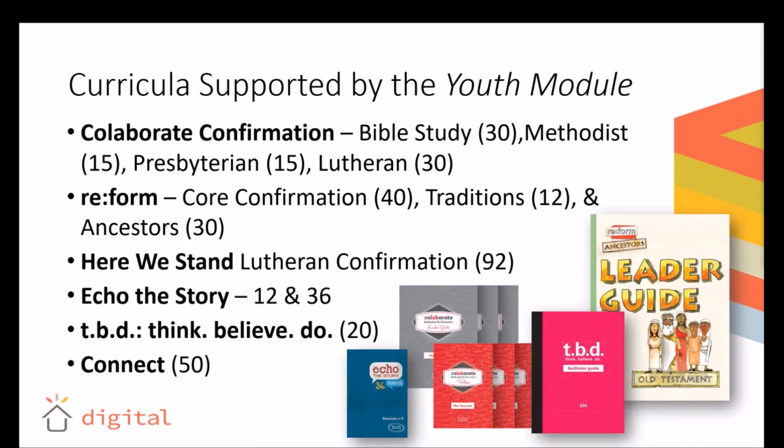When you get into the youth module, you get into Collaborate. Collaborate also has versions for Methodist churches and Presbyterian churches. There's the overall Collaborate Bible study that any of our denominations can use, and then there are sections that slant into confirmation. Reform has core confirmation, 40 sessions. There's Traditions, which are mini courses, if you will, 4-session courses, again for Methodist, Presbyterian, and Lutheran. Each one has 4 sessions. And then Ancestors: 15 sessions on Old Testament ancestors and 15 sessions on New Testament ancestors.